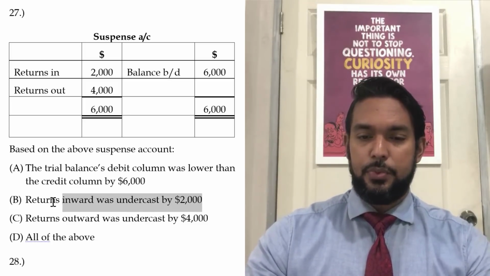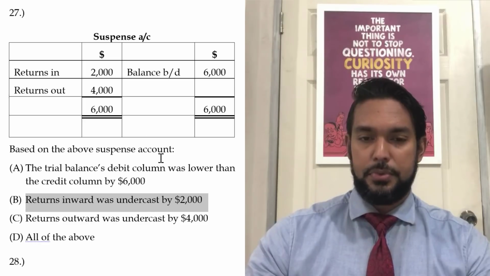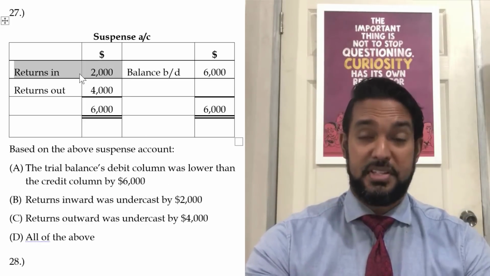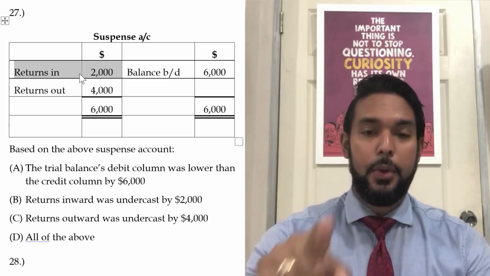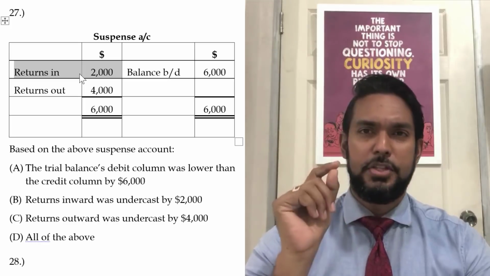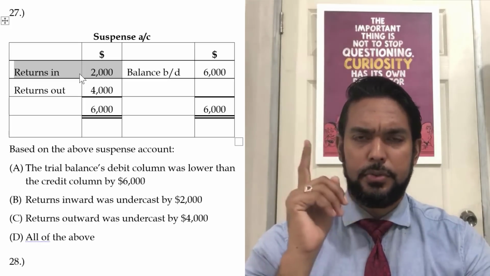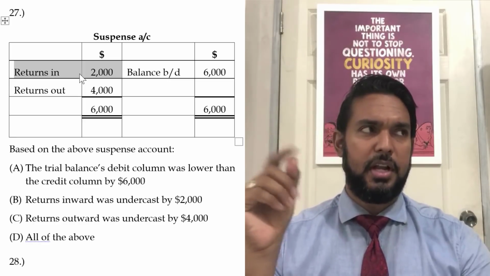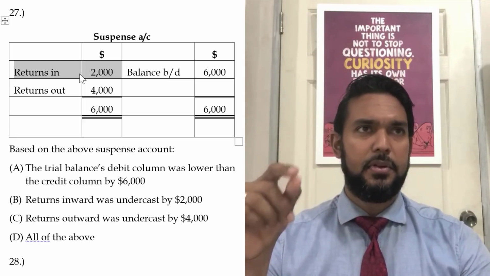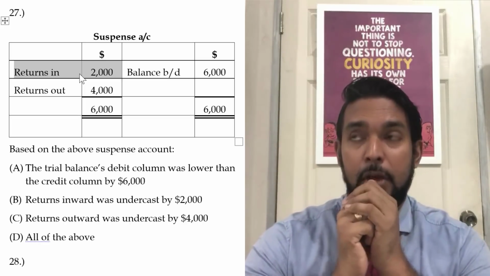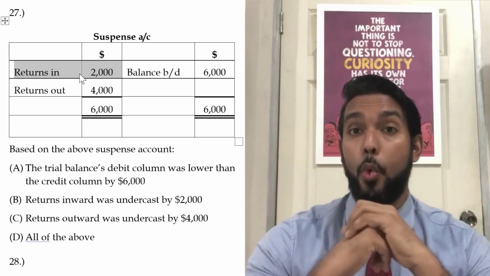Let's see, returns inward was undercast by 2,000. What we're seeing is a debit here that says returns in, but this is a debit to the suspense account, which means the other account affected was credited. Now returns in is usually debited. So if there's a debit here, it means there's a credit to returns in. And if returns in is usually debited, and we credit it, it means we are going to decrease the balance. We would want to decrease the balance if it was overcast.